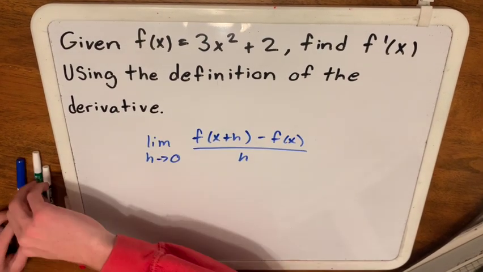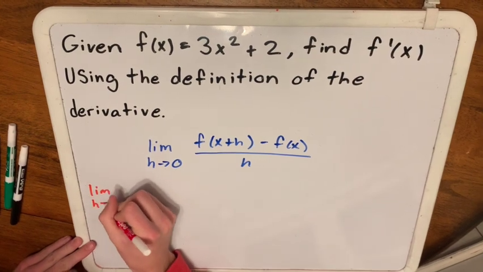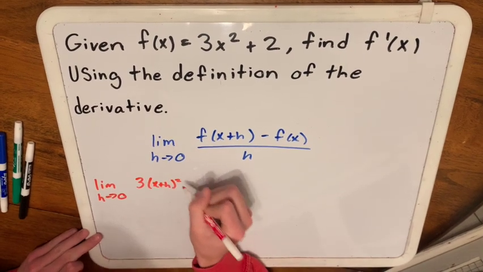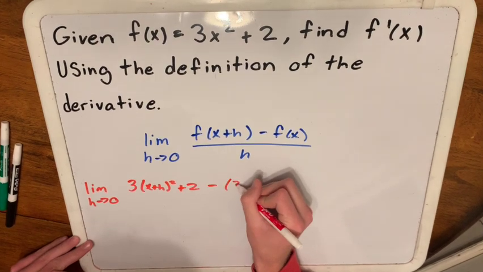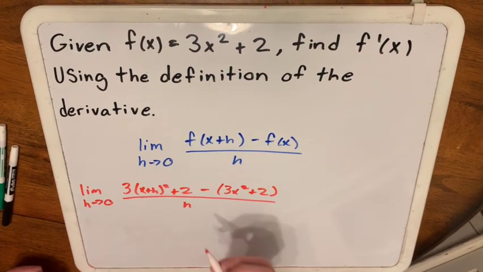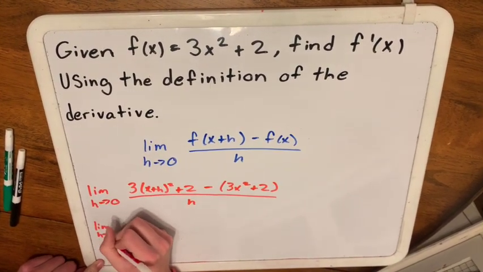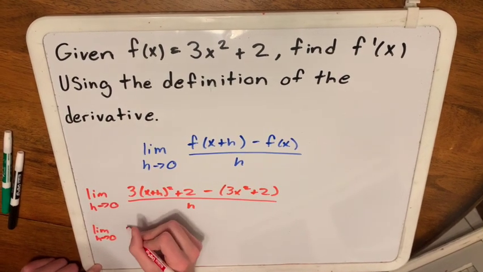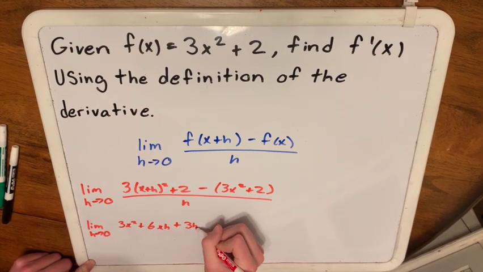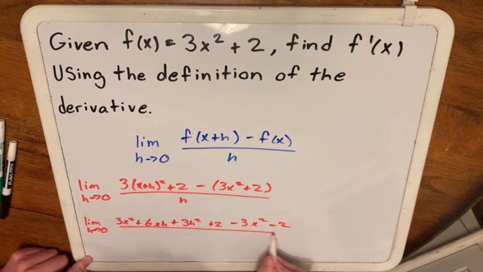So I'm going to do that in a different color here. When we plug this in, we're going to have the limit as h approaches 0 of 3(x plus h) squared plus 2 minus (3x squared plus 2), all over h. Once we simplify that down and square the inside term, we're going to end up with this big long blurb, which is the limit as h approaches 0 of 3x squared plus 6xh plus 3h squared plus 2 minus 3x squared minus 2, all over h.